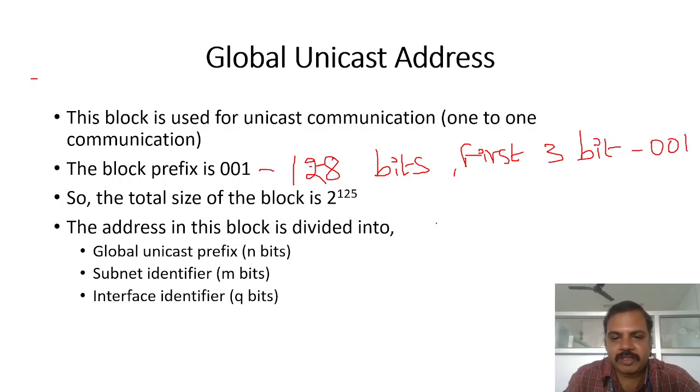The remaining number is 125, so we are using 2 power 125 addresses. The total size of the block is 2 power 125. So just think what is the scale of 2 power 125, how many interfaces we can identify by using IPv6 address. If you are taking the entire IPv4, it is 2 power 32. But here, if you are taking the unicast address alone, the total block size is 2 power 125. So that much increase in scale we have achieved in IPv6.